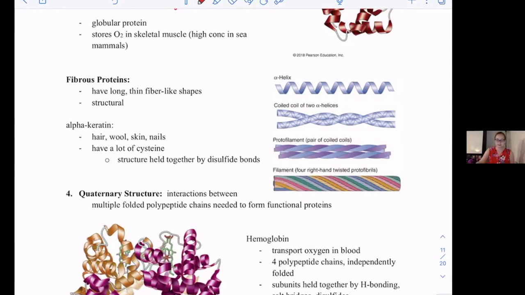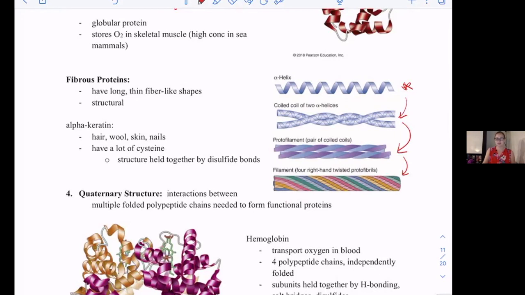So fibrous proteins are going to look more like this, where there's primarily alpha helices, and then they could be coiled together into two chains. So maybe through those disulfide bonds, maybe through hydrogen bonding interactions, and they spiral together. Then you can have even more. You can have coils next to coils, and then the last one is called filament, which is where you have lots of these coils next to each other, making a bigger coil, and that's where you get that strength from.